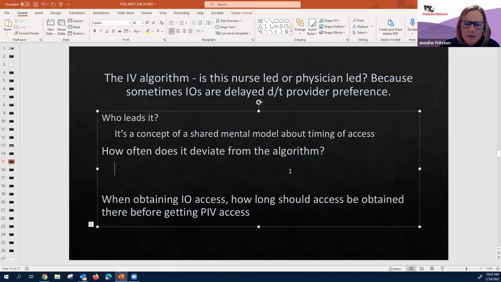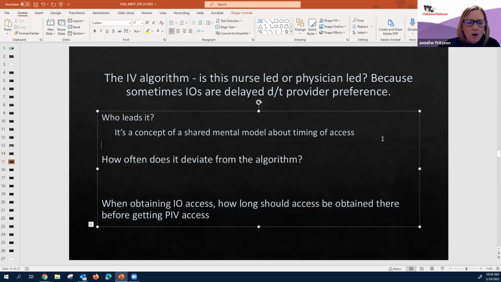So maybe algorithm was not our best title. Well, it is an algorithm because there's a flow. Yeah, but it's more of a shared mental model, just reminding everyone in that code room that we waste 10 minutes on getting an IV when we could do an IO in less than 15 seconds. In a stable patient, that's okay. But in a patient who is unstable, who needs drugs, who needs to be intubated, who needs blood, that's when we're having problems with it.